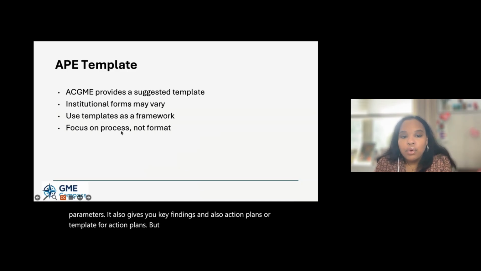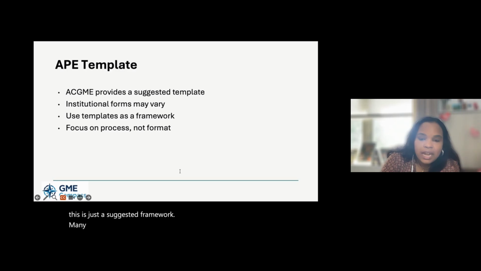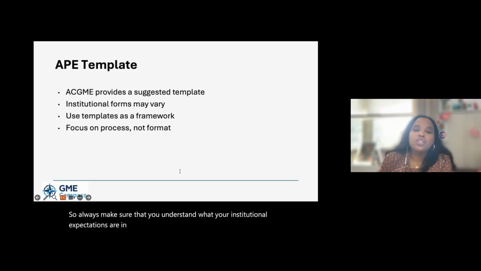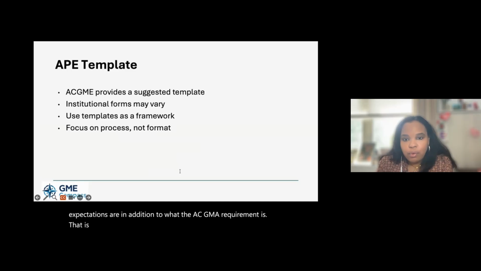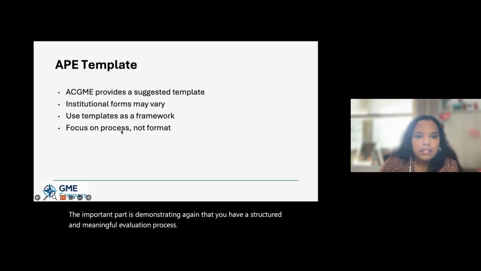But it's really important to remember that this is just a suggested framework. Many institutions have their own required form or processes. So always make sure that you understand what your institutional expectations are, in addition to what the ACGME requirement is. That is the important part, not the exact format. The important part is demonstrating, again, that you have a structured and meaningful evaluation process.